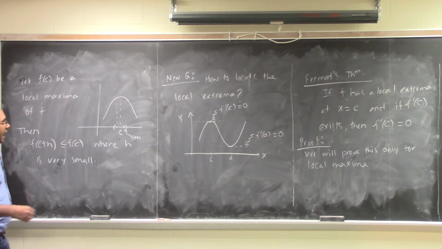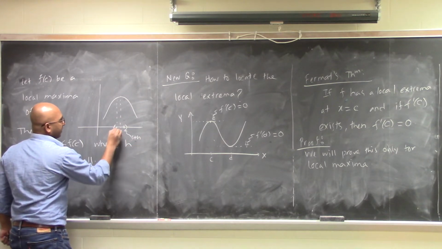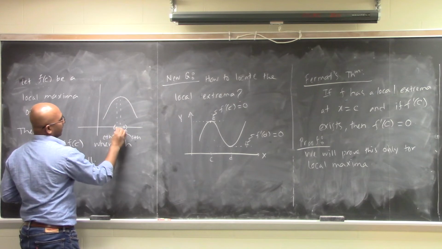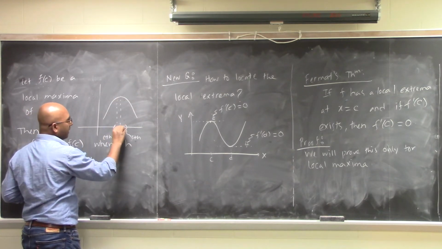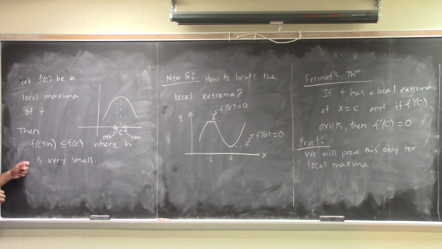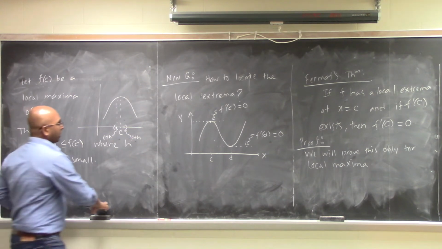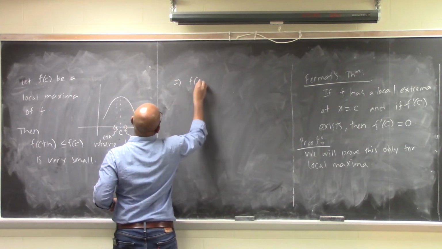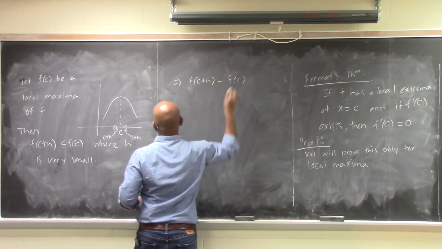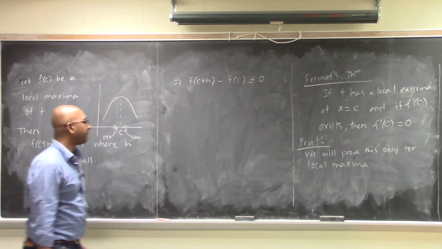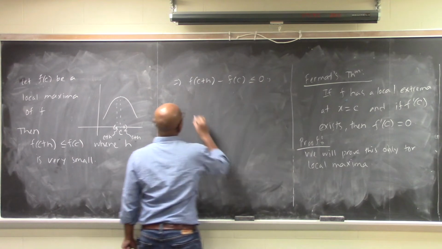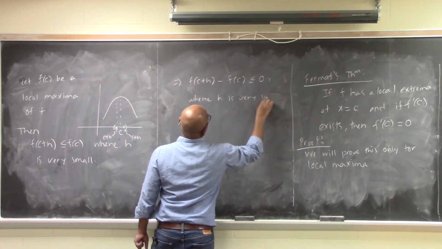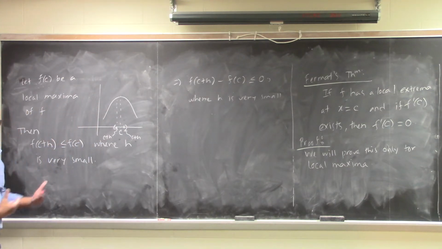And this is if h is positive, but h can also be negative, right? So this is c plus h. Here h is negative, so c plus h is less than c. But again, on this side, since f of c is a local max, f of c plus h should be less than f of c. That's the key. Which means f of c plus h minus f of c is less than or equal to 0, where h is very small. I subtracted f of c from both sides. Now we'll just use the difference quotient and take the limit.